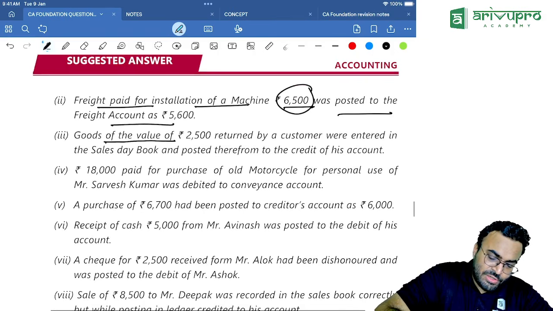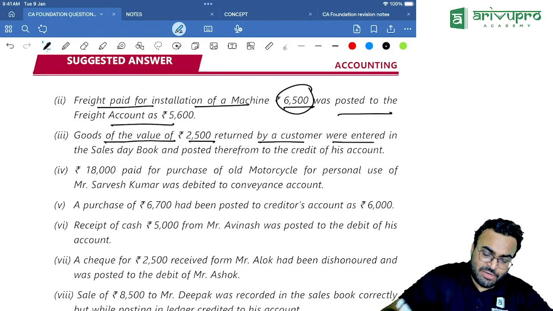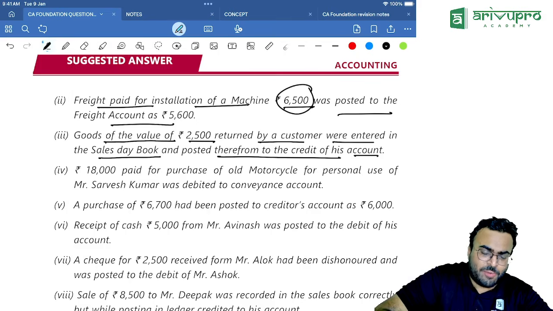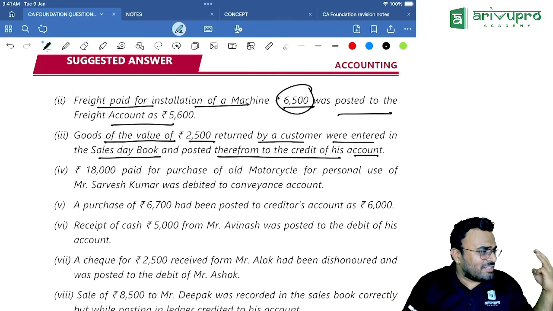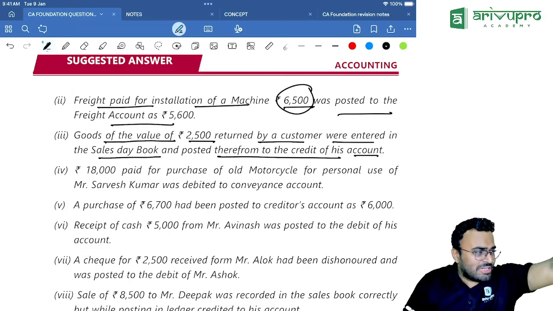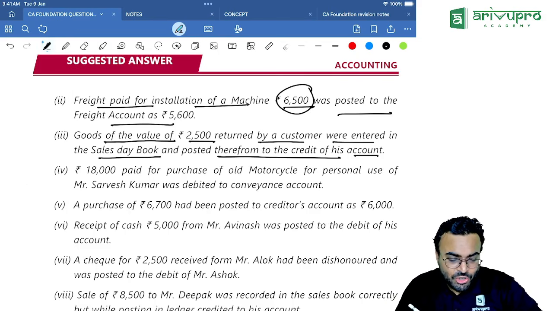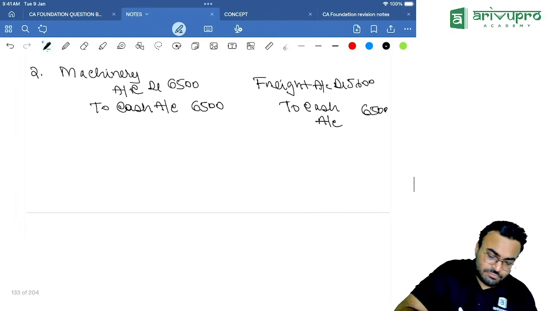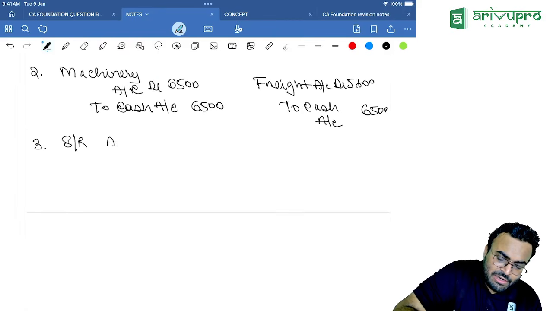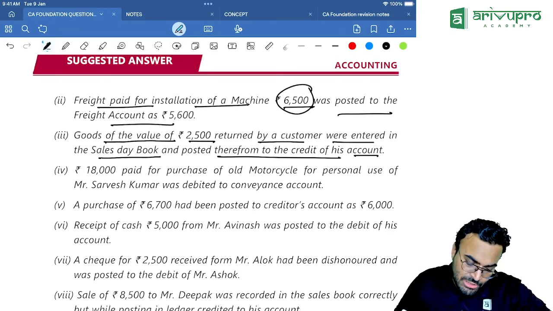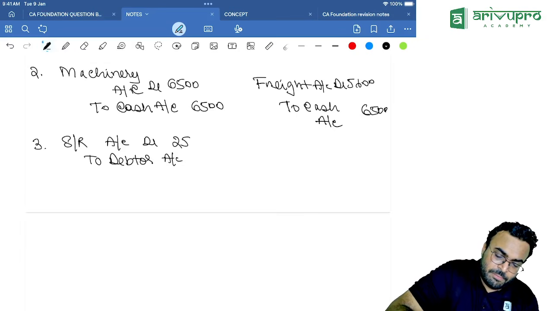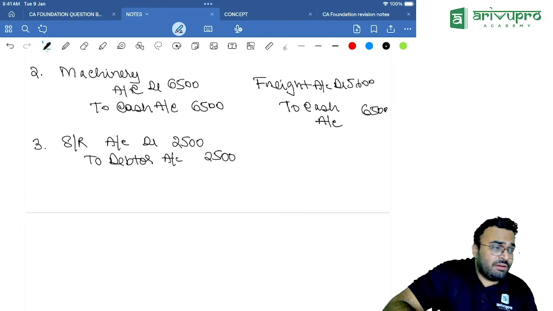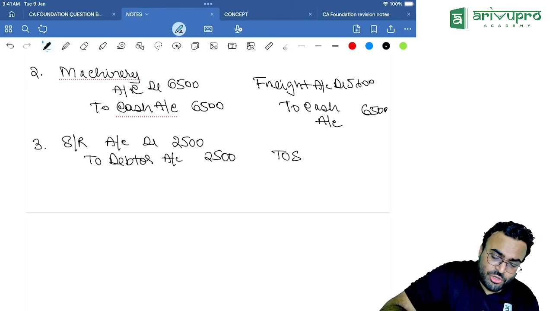Goods of the value of 2500 returned by a customer were entered in the sales day book and posted therefrom to the credit of his account. Third time we are seeing this; many times it has already been seen in the study material. What is the correct entry? Sales return account debited to debtors account, amount 2500. And what have they done? They have recorded it as sales. So you're going to write to sales account 2500.